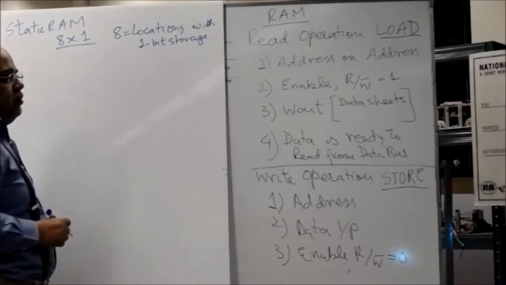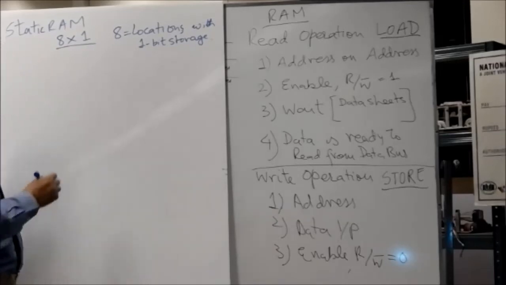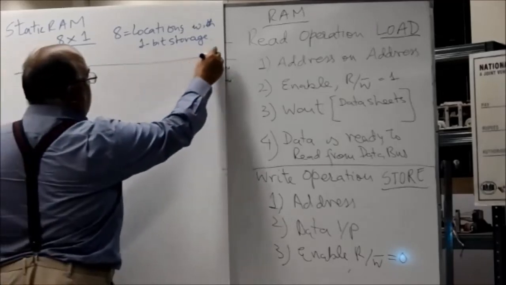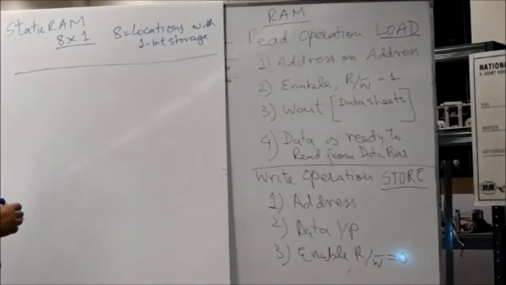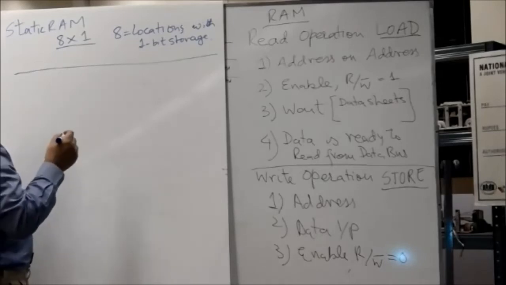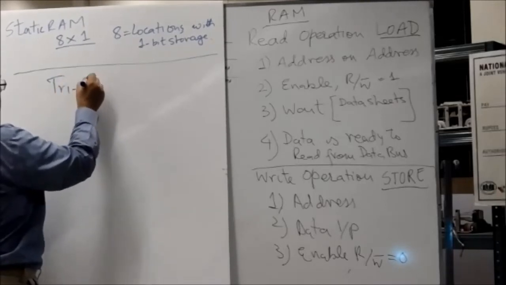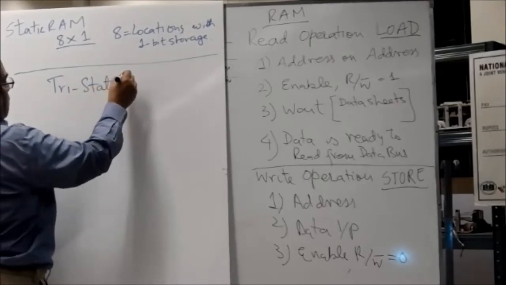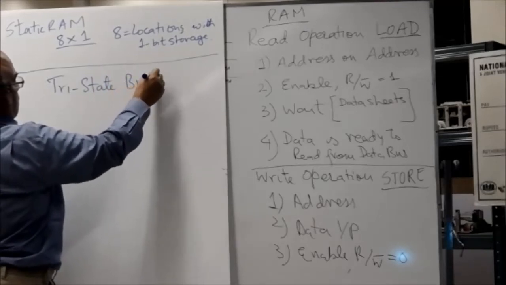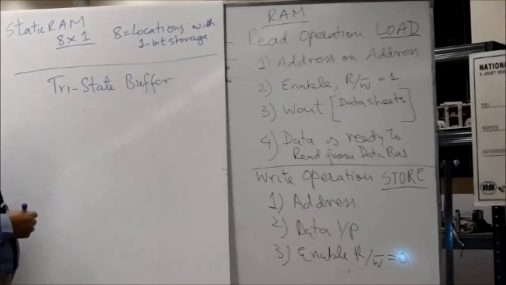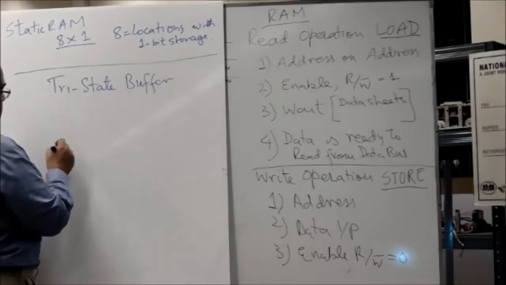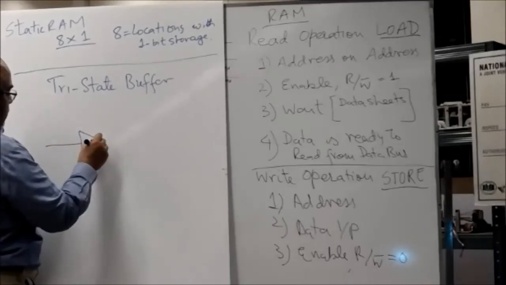One basic component that is needed in RAM, that I think is the point I was waiting for a long time to teach, is a tri-state buffer. So what is a tri-state buffer? It's a very interesting device, very interesting device. This is the symbol of a tri-state buffer.